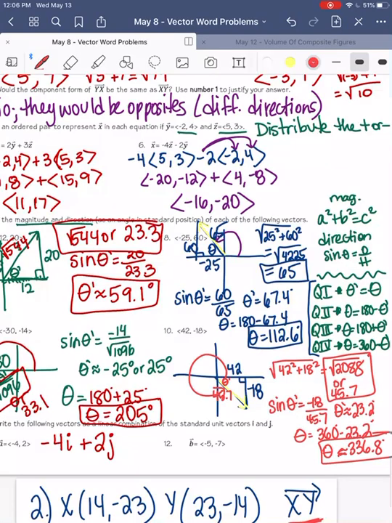Okay? And then number 12, just be careful. I still see some of us putting commas and everything. We want i's and j's, so we just want negative 5i minus 7j, and that's it. Okay? Nothing further than that.